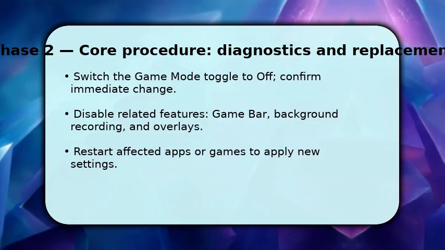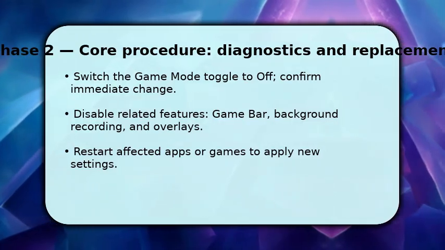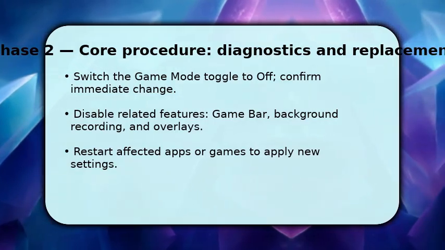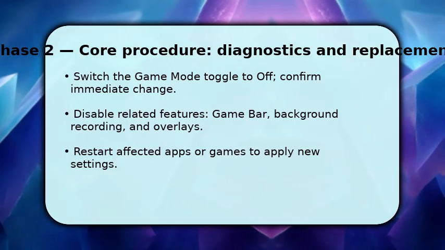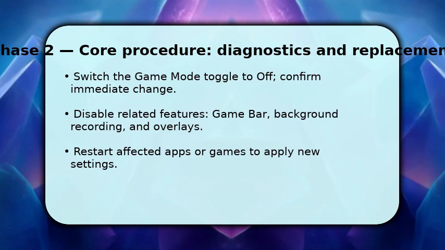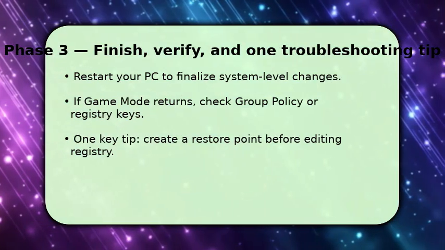Some apps need a restart. After changing settings, restart the games or apps you were using so they pick up the new profile. This ensures performance behaves predictably and background interruptions stop. Finally, restart your PC to make sure all system-level components recognize the new configuration.